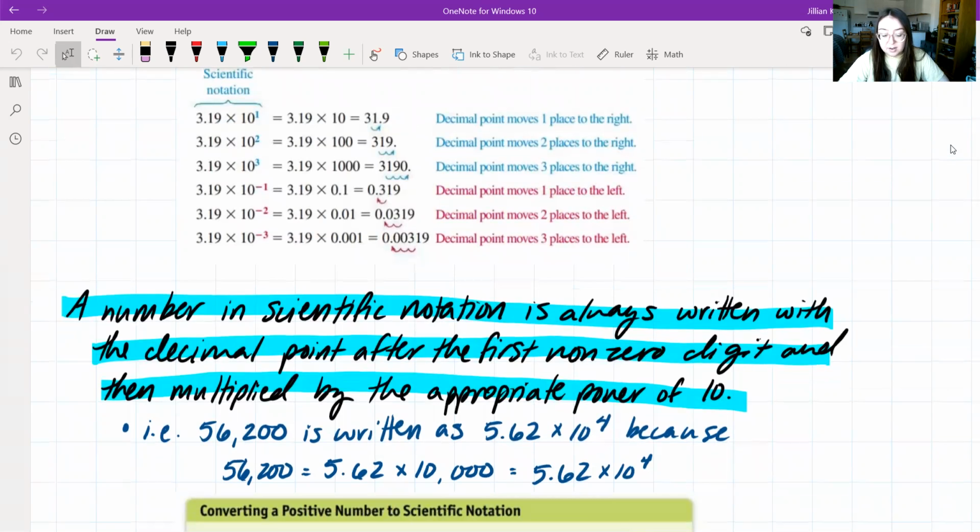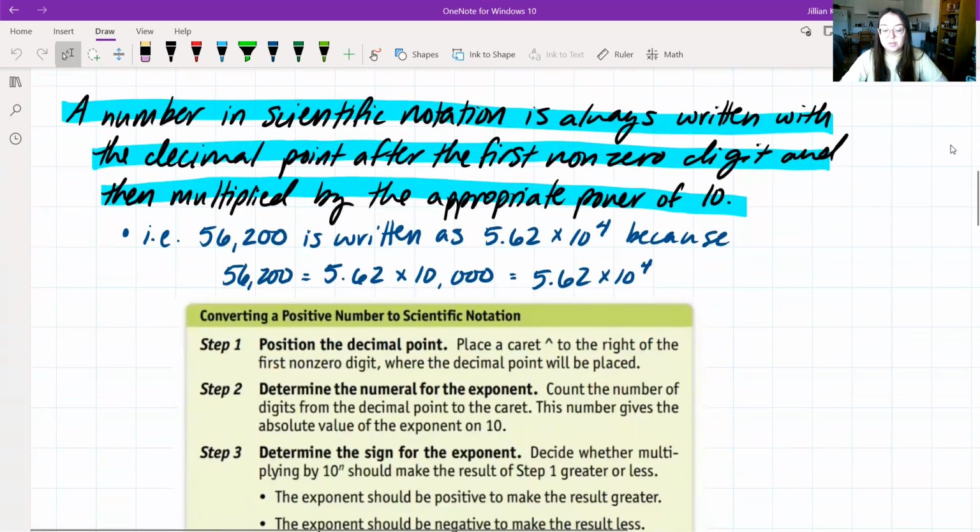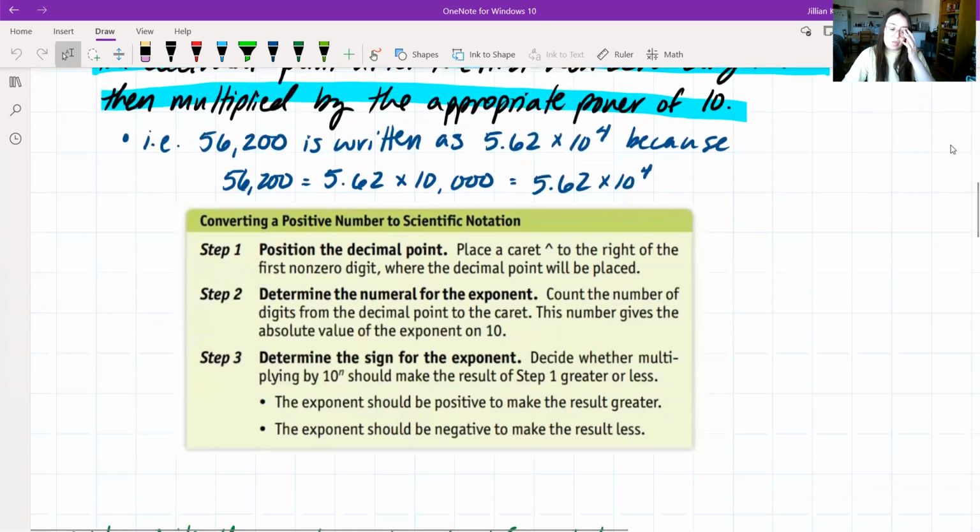All right, so a number in scientific notation is always written with the decimal point after the first non-zero digit and then multiplied by the appropriate power of 10. So for an example, 56,200 is going to be written as 5.62 times 10 to the 4, because 56,200 is equal to 5.62 times 10,000, where 10,000 is just written as 10 to the power of 4. So we get 5.62 times 10 to the power of 4.